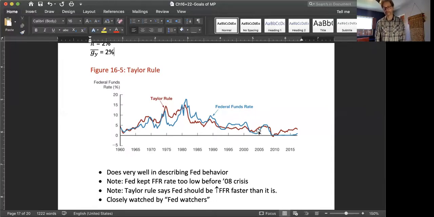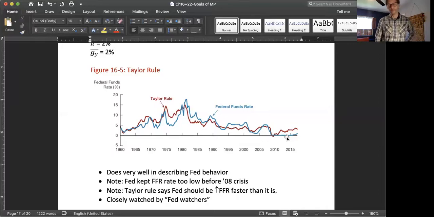And there's something to that. Also notice here what happened after 2008. After 2008, the Taylor rule said the Fed should have raised interest rates a lot more, but instead the Fed kept interest rates quite low. I don't know exactly how to interpret that, other than the Taylor rule really thought the Fed should have been more aggressive in raising interest rates as the economy recovered after 2008.